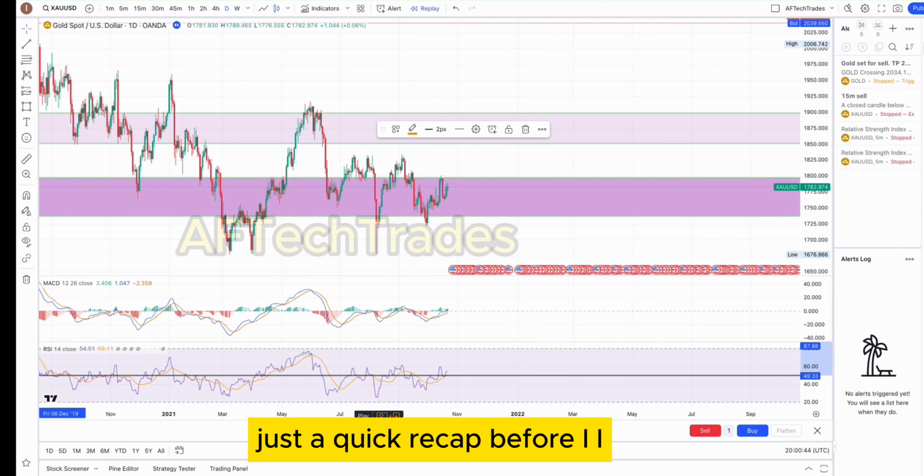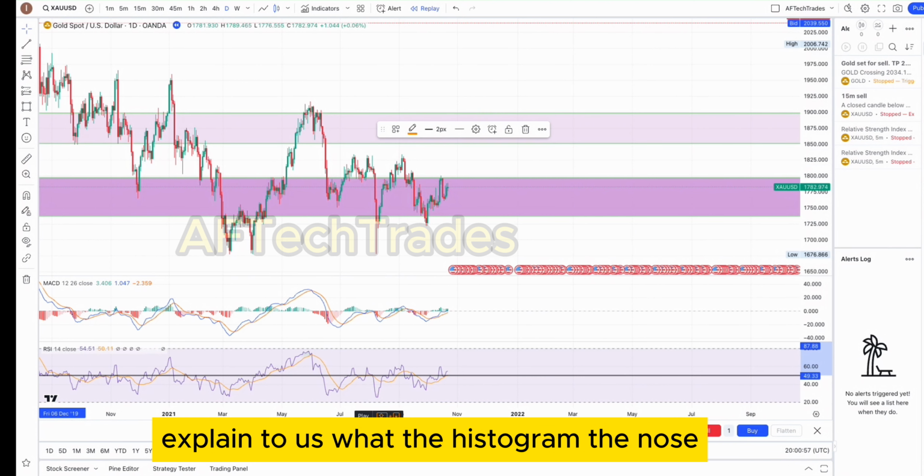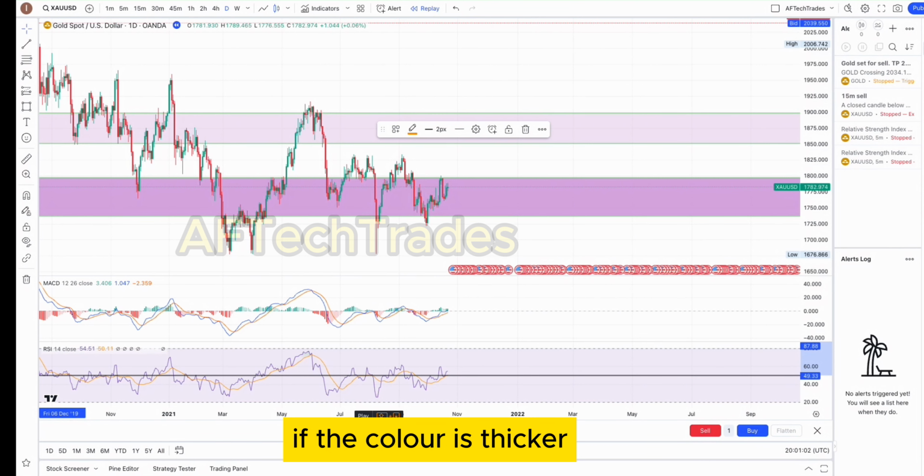Just a quick recap before I stop the video finally. We talked about the RSI. We explained what RSI is, Relative Strength Index. We talked about the MACD. MACD is just a recap of it to explain to us what the histogram denotes, the colors. If the color is thicker, if it's lighter, what you need to look at. We talk about its convergence, divergence, then our entry structure. How do we enter the market?